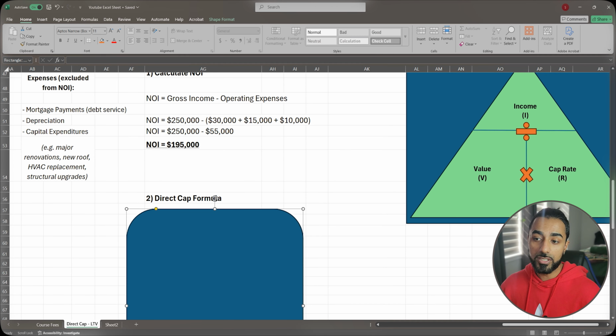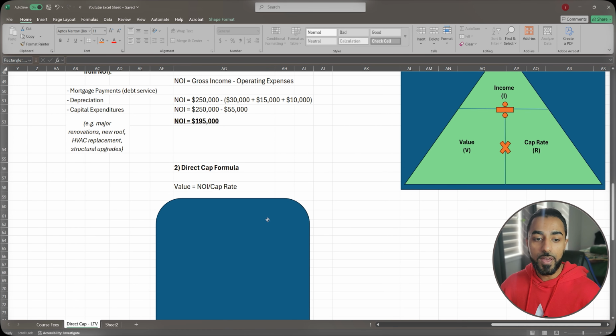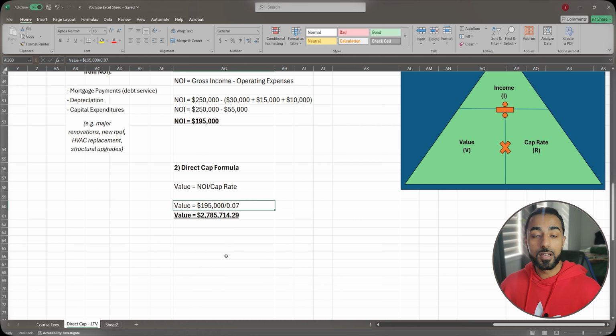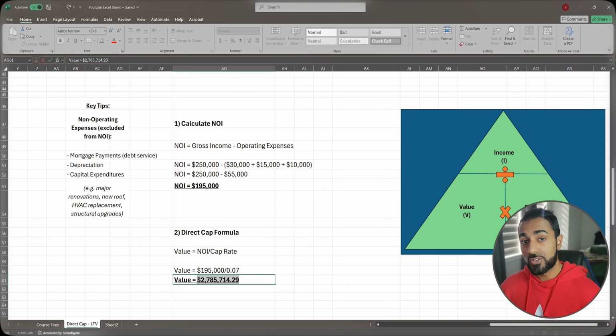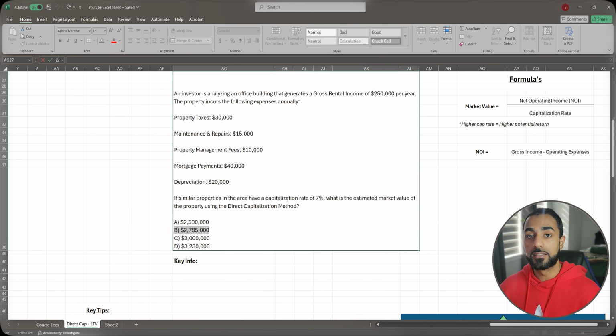Now our step 2 is we're actually going to apply this triangle formula for the question that we need. So I'm going to scroll down, and now we're going to do value equals NOI divided by cap rate, right? If we want to find the income, that's your value times your cap rate. Okay, so we put in the numbers. Our NOI is 195,000. We divide it by our 7% cap rate, and then we come up with a value of 2,785,000 and change. So looking at this answer, we go up to our question and our answer will be letter B.